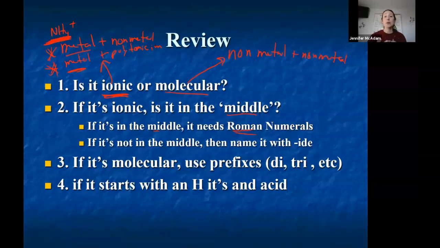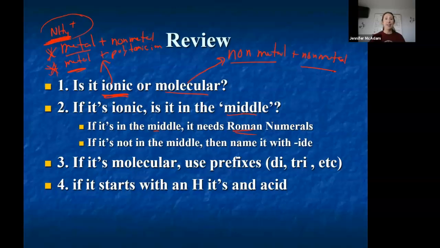So pretty much, if you see a metal, it's ionic. Unless you see ammonium. Ammonium's like our one little exception to the rule there. Ammonium means it's going to be ionic. So if you see a metal, you're like, oh, it's ionic. And then if you don't see a metal, it's molecular. So non-metal plus non-metal is molecular. So the first question you're going to ask every single time is it ionic or is it molecular? Because there's 2 separate rules, right?